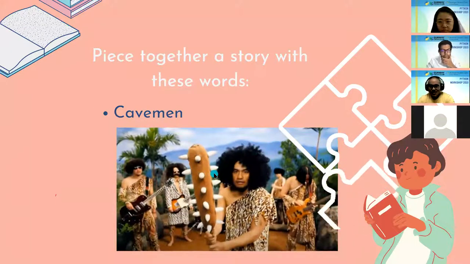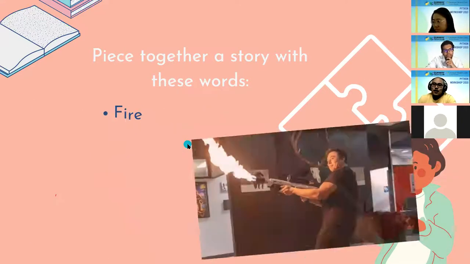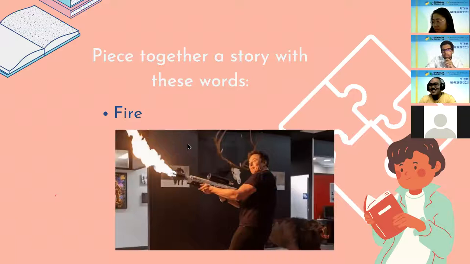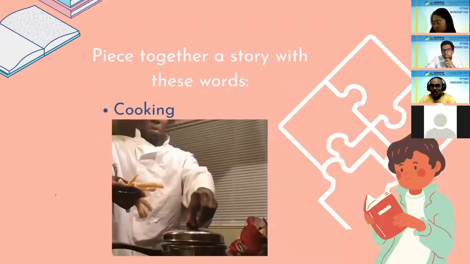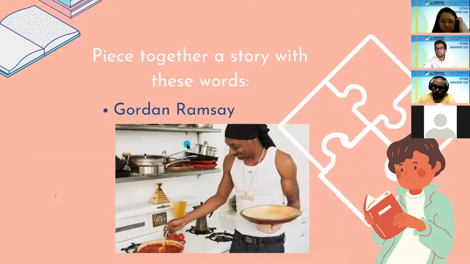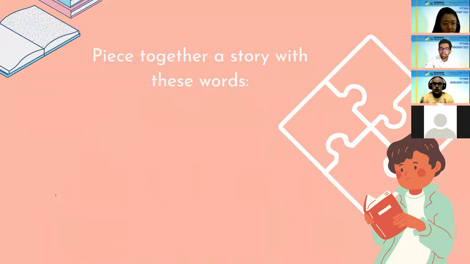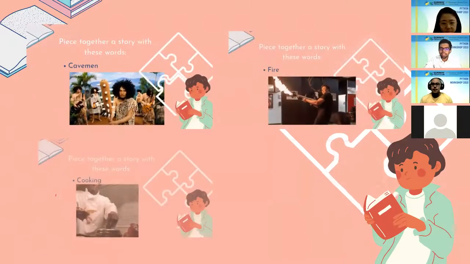The first word is caveman. Yeah, you've got caveman. How do you tell the story with caveman? Fire, cooking, and Gordon Ramsay. Although that's probably not his real name, because Gordon is a bit misspelled there. How do you tell the story with these four words?